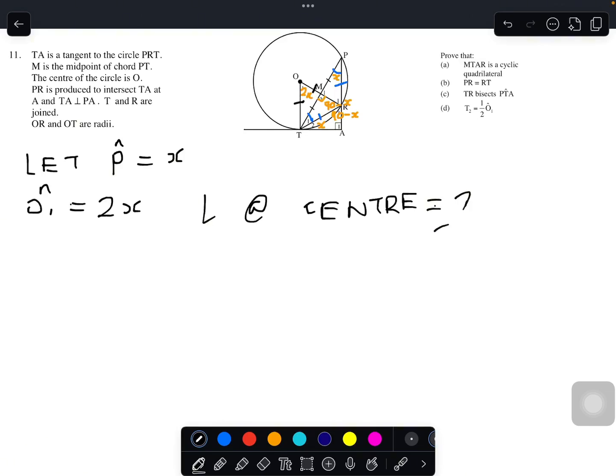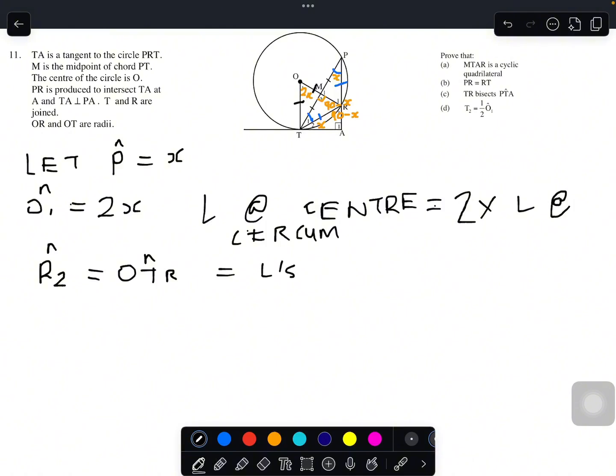equals 2 times angle at circumference. We then worked out that R2 equals OTR, and the reason for that is equal angles opposite equal sides.